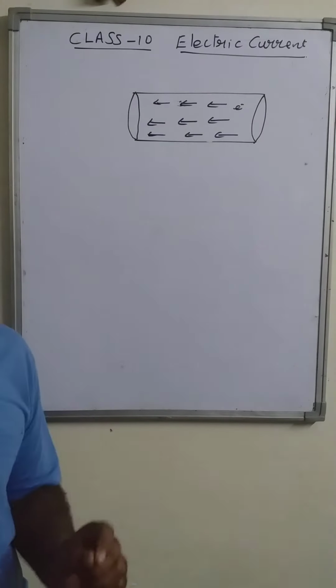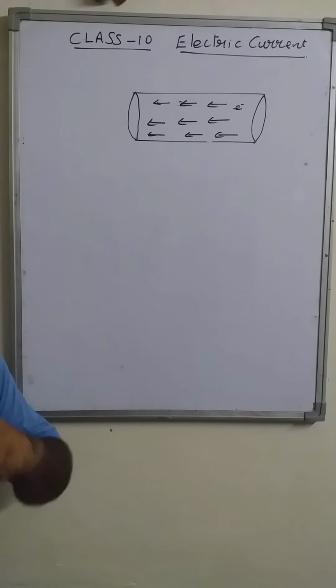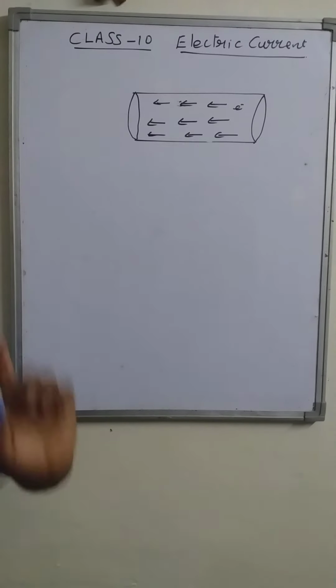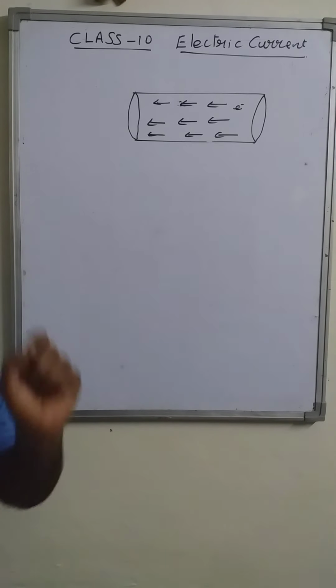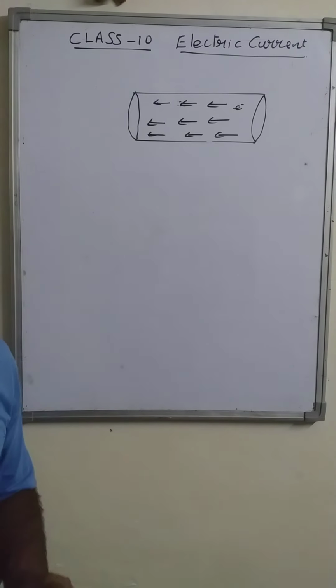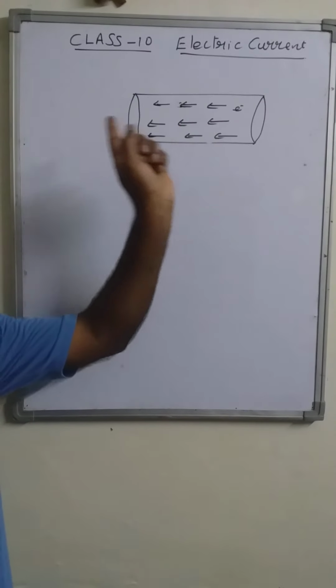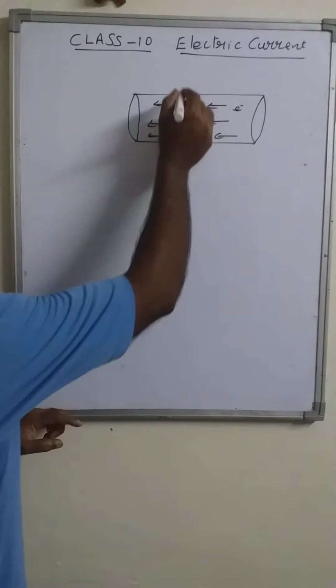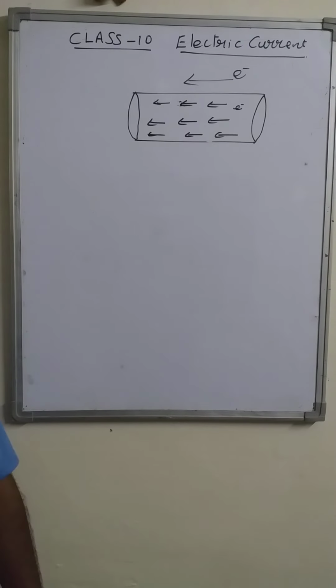Then what about positive charges? Since they are heavier, their mass is very large compared to the mass of electron, we assume that the positive ions, positive charges inside the conductor remain at rest. Therefore, the electric current through this conductor is only due to the flow of electrons. This is the direction in which the electrons are flowing, that gives the electric current.